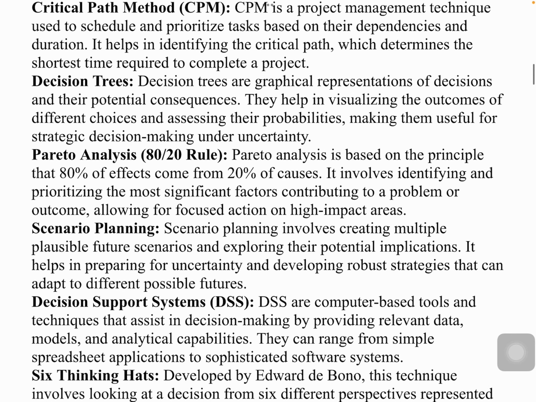So next is decision trees. So ang purpose ka decision trees, or the decision trees are graphical representation of decisions and their potential consequences. So they help in visualizing the outcomes of different choices and assessing their probabilities, making them useful for strategic decisions making under uncertainty. So ibig sabihin, or ang purpose ni decision trees is gina-visualize or visualize decisions and their possible outcomes. So, gina-imagine mo ron ang mga desisyon kung ano ang pwede nga matabo, ano ang igawaan na kaya.